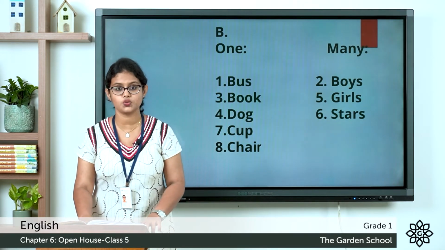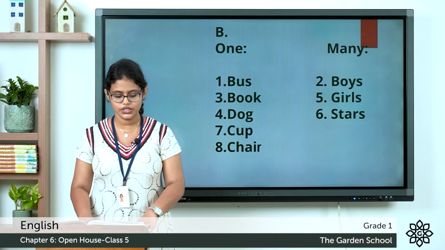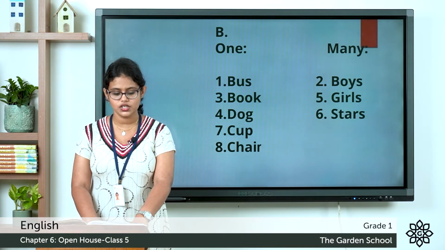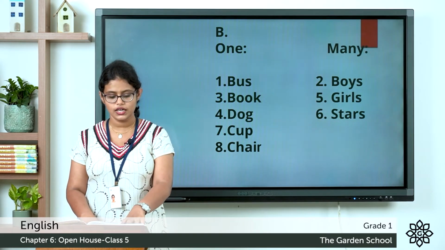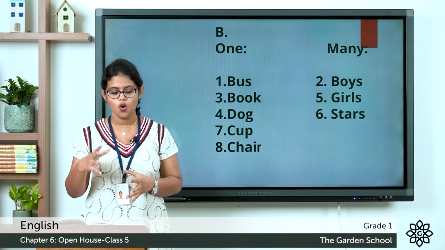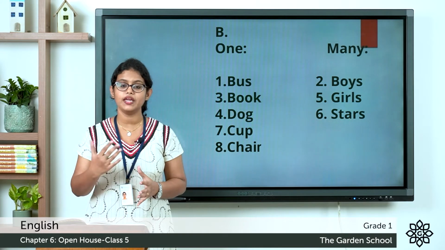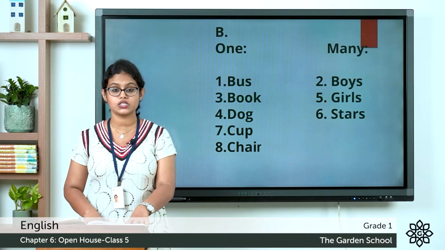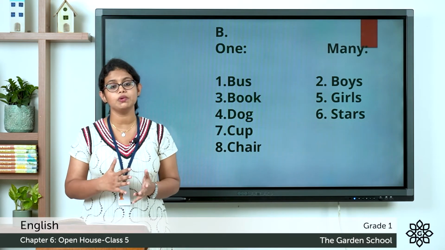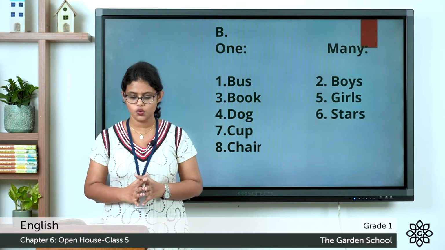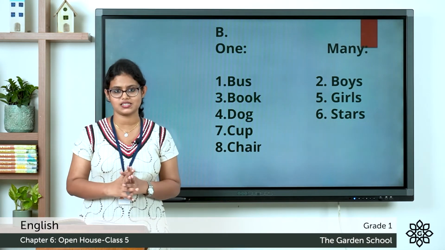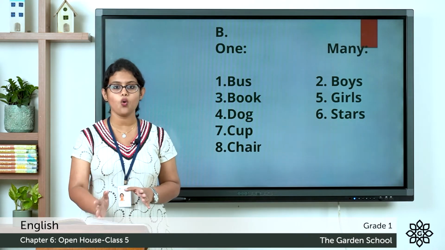Moving to the next one. So, here you can see some sentences. So, what you need to do is, you have to underline the naming words in these sentences. Then, you have to write O if they are 1 and M if they are many. So, see the first one. The bus is red. So, which is the naming word here? The naming word here is bus. So, is it 1 or many? It is just 1. Only 1 bus. So, you can just write there O.